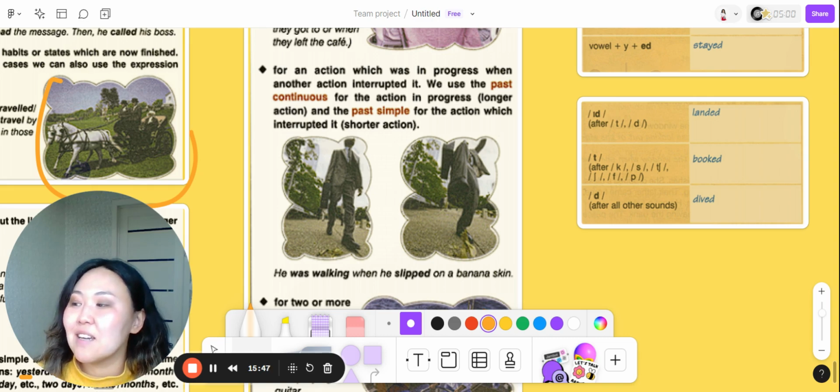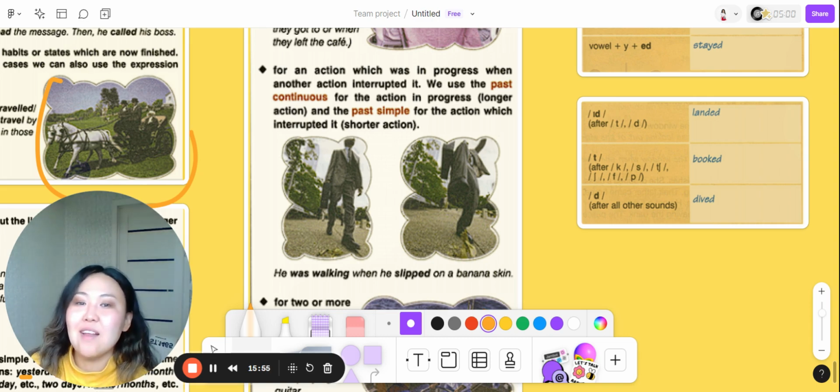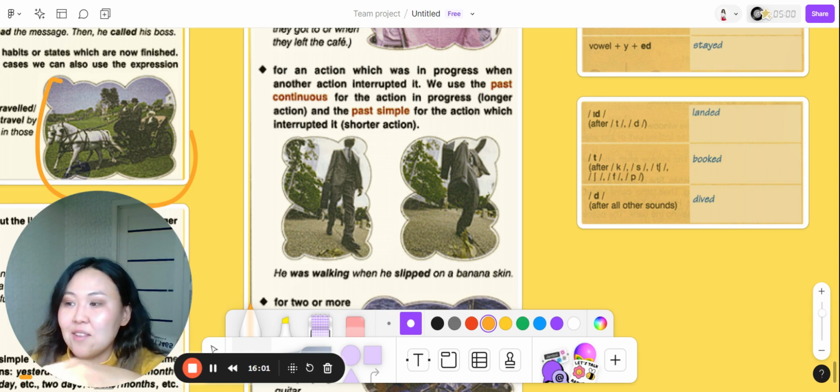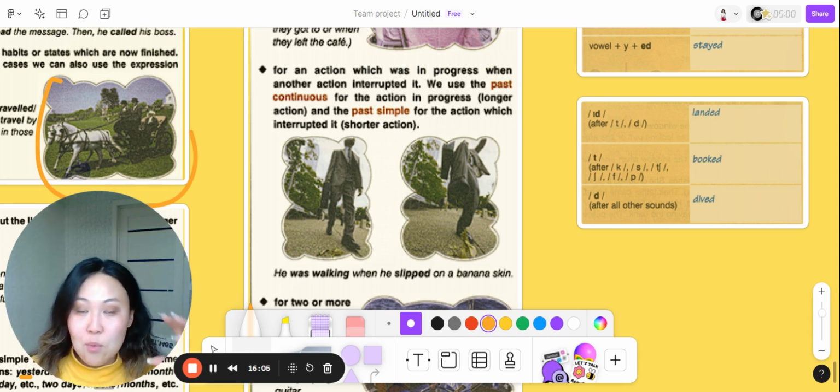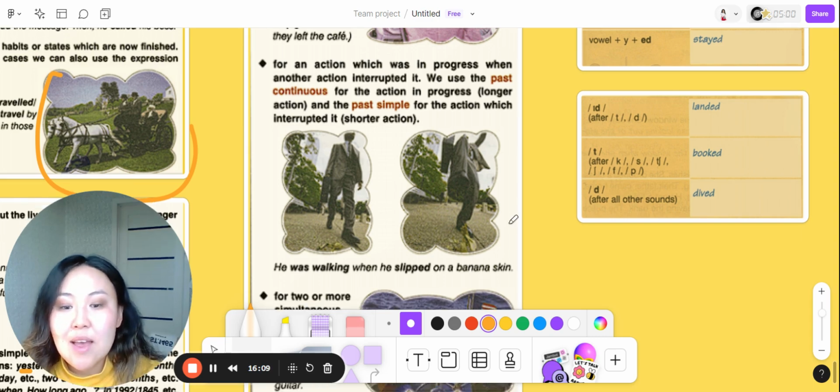Or we can say, when I entered the classroom, the students were talking loudly, let's say. So again, here I came in and the students were talking. So the longer action, they were talking. I came in, it's some kind of fast action.